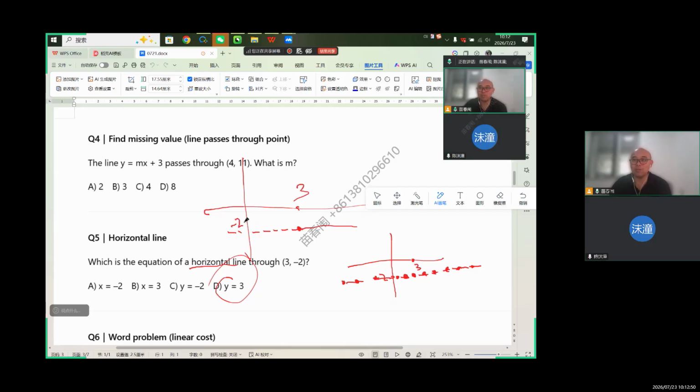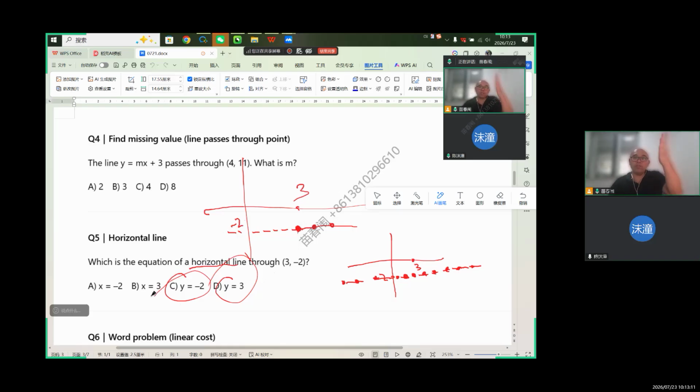I think it's -2, right? Yeah, so it should be y equals -2. See, this point is y equals -2 for the y coordinate. Isn't this point also y equals -2? Isn't this point also y equals -2? So it should be y equals -2, right? Does it make sense? Oh, that's good.